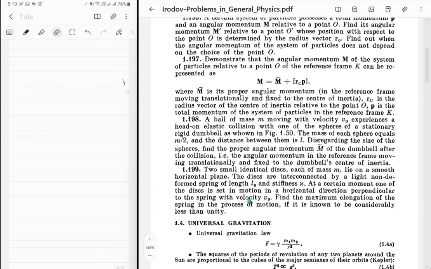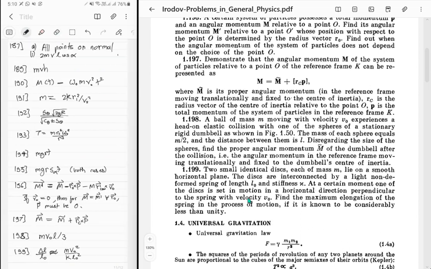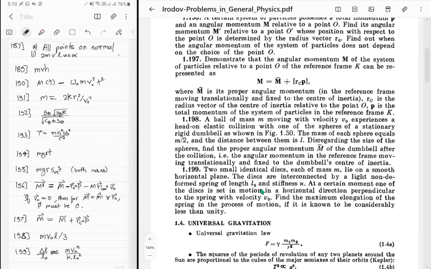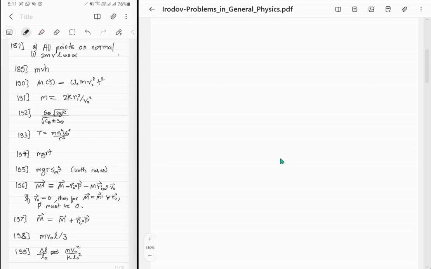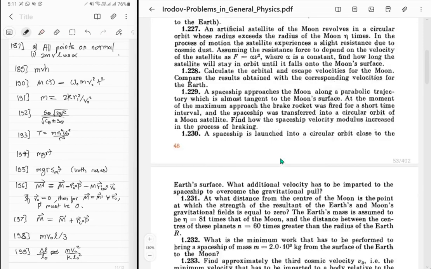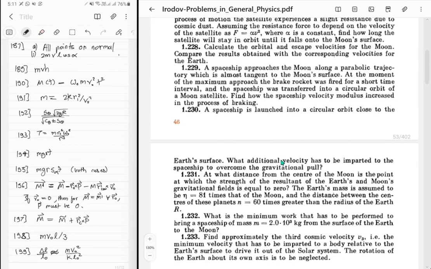So we are finally done now. Then you have this other stuff, universal gravitation. I'm not going to do all that. I think this is enough. So this is it. I will see you guys in the next video.